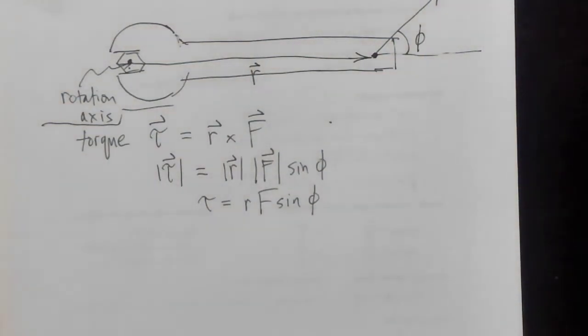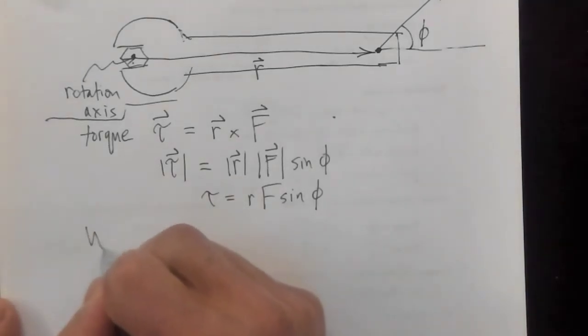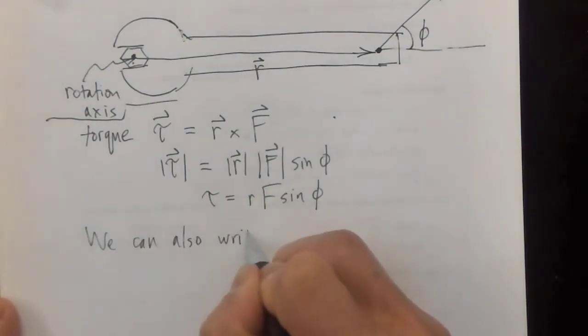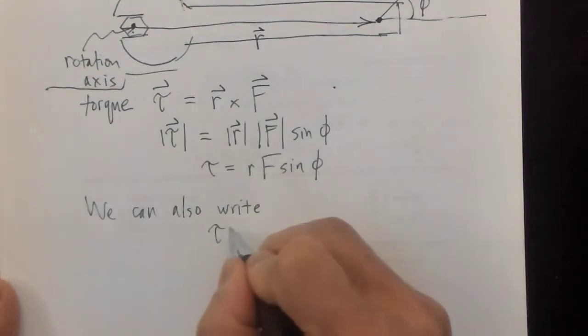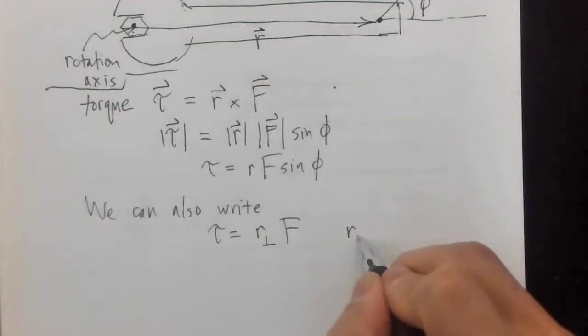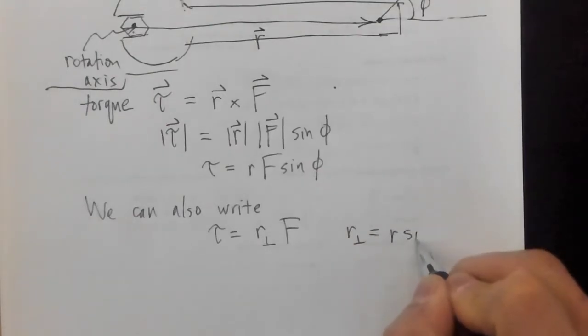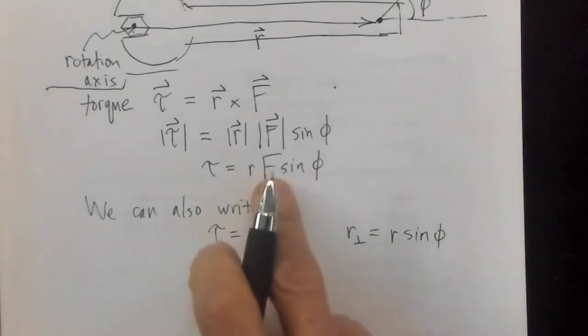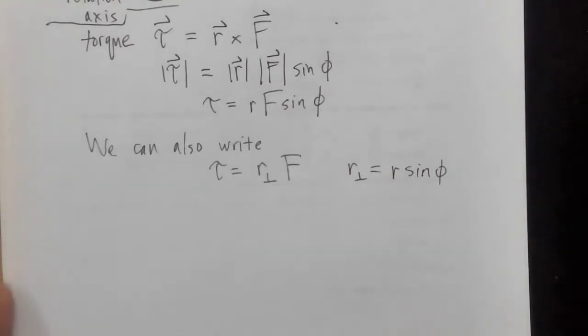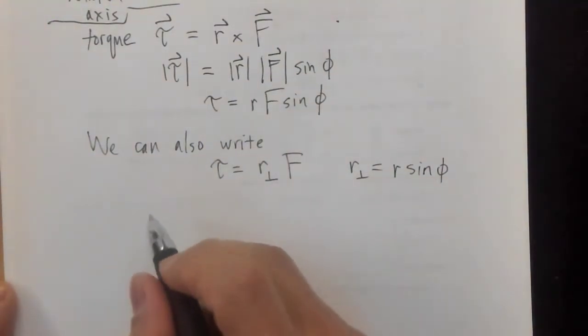All right, there is another way of calculating torque that is a little bit of a shortcut. So we can also write that tau is equal to R perpendicular times F, where R perpendicular is R times the sine of phi. It's clearly the same formula, but you might say, why is that a shortcut? Well, it's a shortcut in this sense.